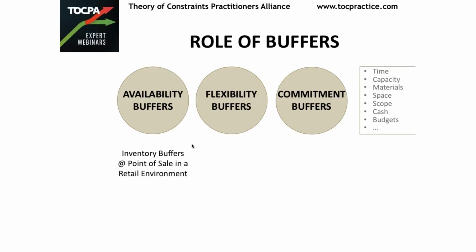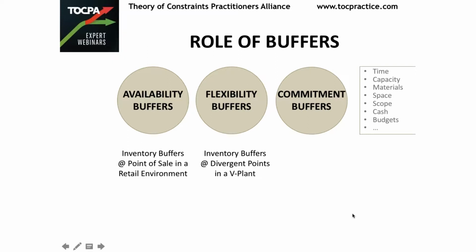For example, as I already talked about, the inventory buffers at the point of sale in a retail environment is definitely an availability buffer. We cannot predict when the customer will walk in or what item they will want, so we need to carry the buffer there to have the goods available to them instantly. An example of a flexibility buffer is, again, an inventory buffer, but not one for availability. It is giving you scheduling flexibility.